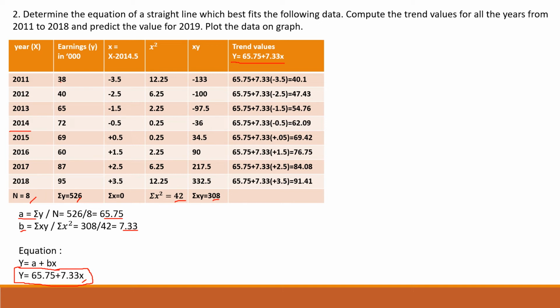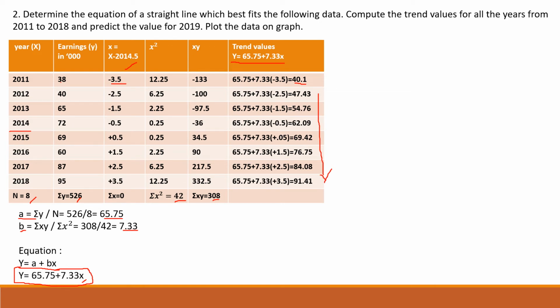For the first year, 65.75 plus 7.33 is common. So for x, we have to substitute the value from this column. So minus 3.5 has to be substituted for 2011. So by that we are going to get 40.1. The same procedure has to be followed for all these years to get the trend values. So by this we will get the trend values.